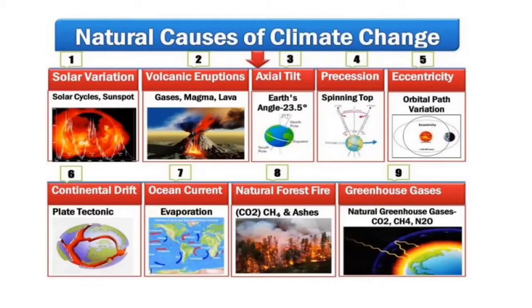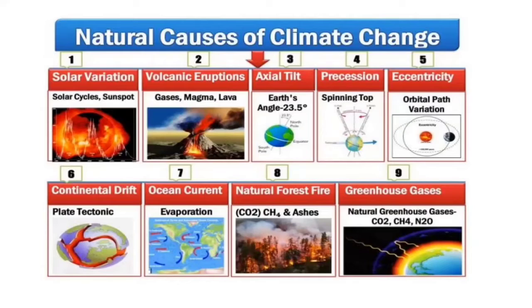Fourth one, precession. Precession refers to the movement in the orientation of the rotational axis due to the gravitational force of the sun and moon. If it's leaning towards the sun, it gets more heat. On the other hand, the earth gets less heat if it leans away from the sun. The earth's precession affects climate change. Fifth one, eccentricity. Eccentricity, also known as orbital eccentricity, describes how the earth moves around the sun. It is also known as the orbital parameter that controls the amount of solar radiation received by the earth.